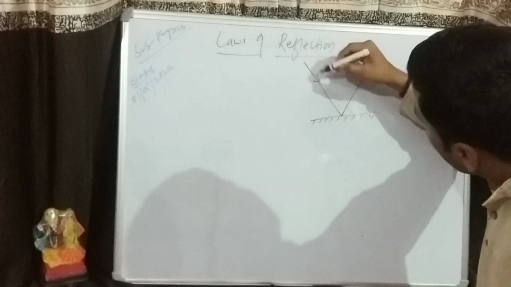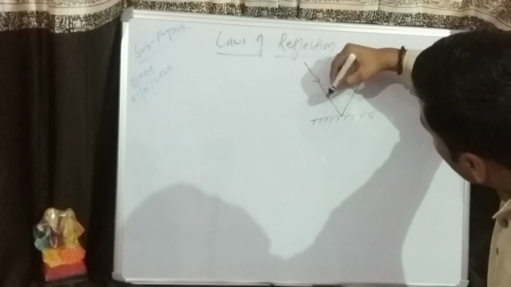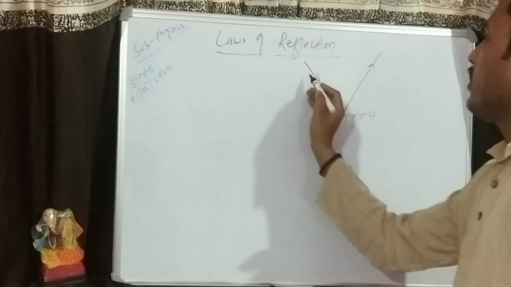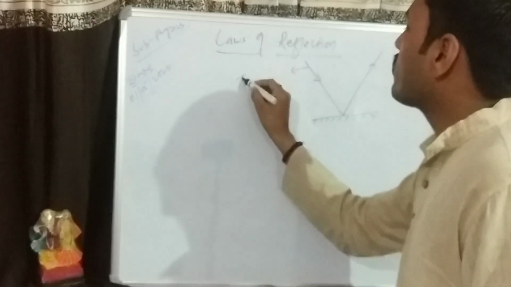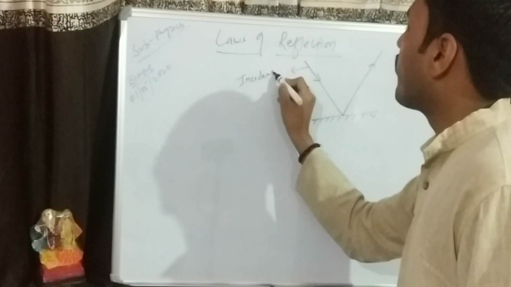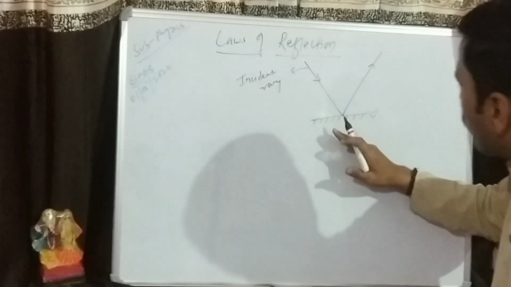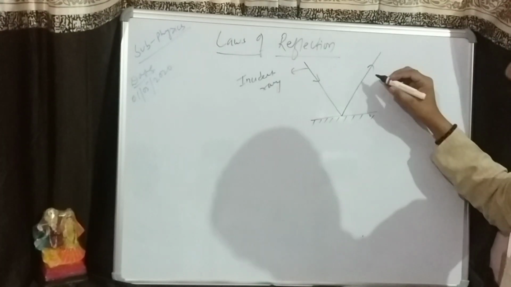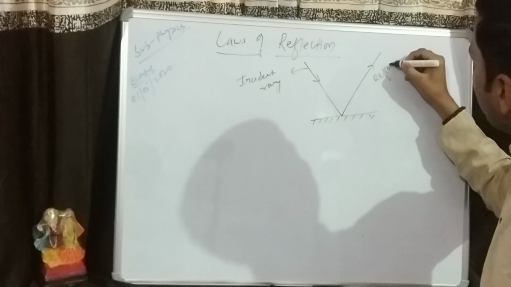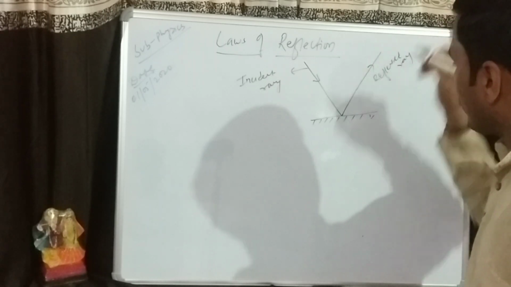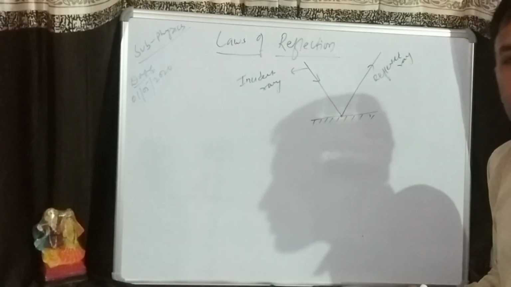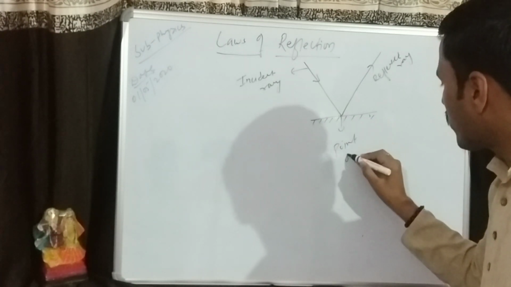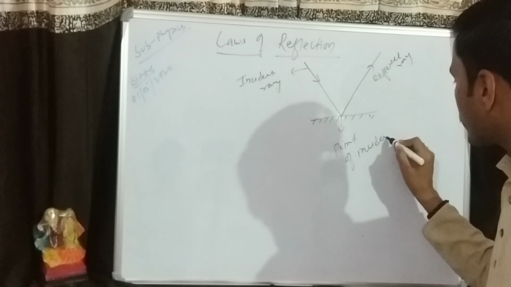And this is the light, this is the source of the light. The light strikes and is sent back. This is the whole reflection. The light which strikes the surface is called the incident ray. And the light which goes through after reflection, after bouncing, is known as the reflected ray. And the point at which the incident ray strikes is known as the point of incidence.